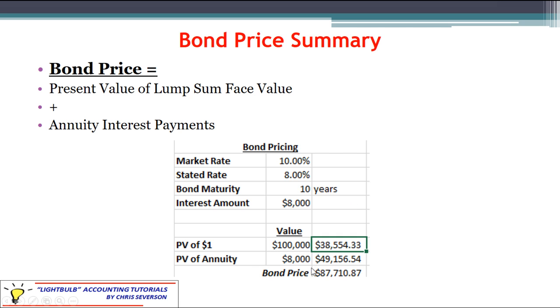So as you're looking through it, keep in mind from earlier discussions, you should know when there's a discount or premium. In this case, the stated rate shows that this company is paying 8% when the other companies on average are paying 10%. So if this company is paying less, it should indeed be a discount. 87,000 is less than 100,000, so it's issuing at a discount.